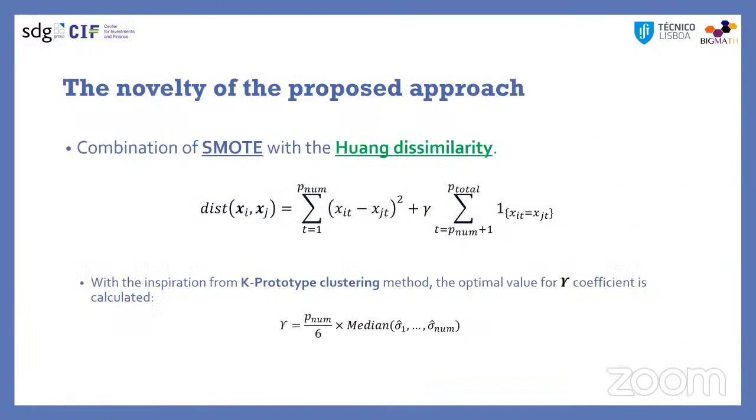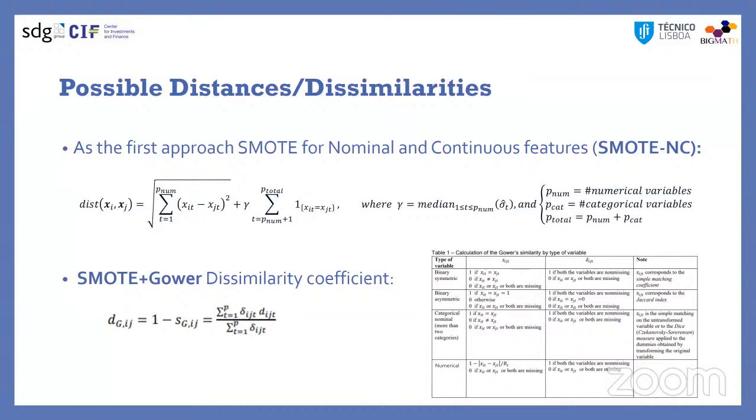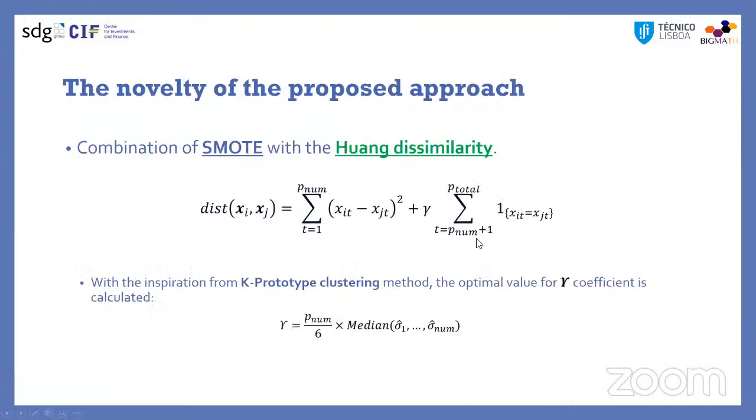And our novelty in this field is to combine this mode with the Huang dissimilarity. Huang dissimilarity is very similar to the previous dissimilarity described by the authors of this mode. But the difference is the coefficient y, which comes from the inspiration of the K-prototype clustering. They found the optimal value for that coefficient.